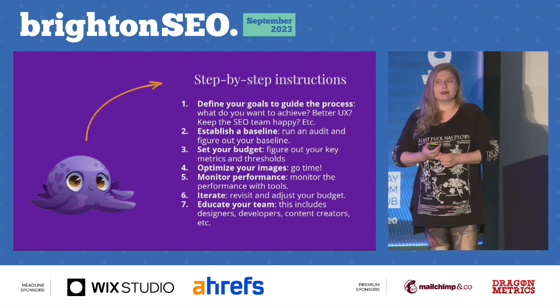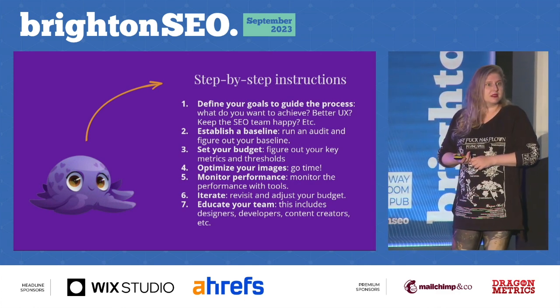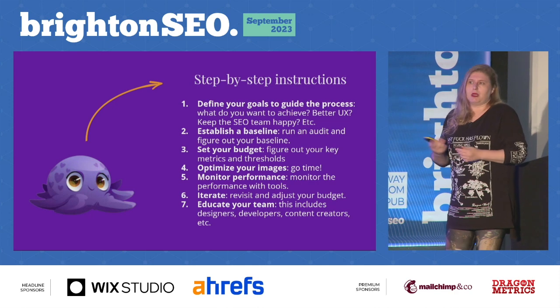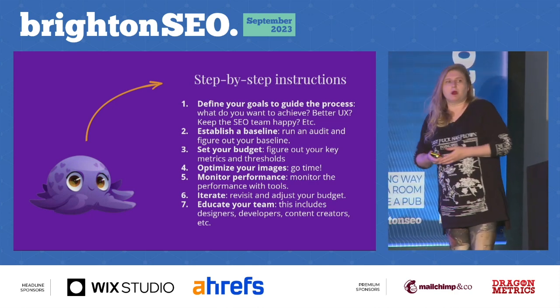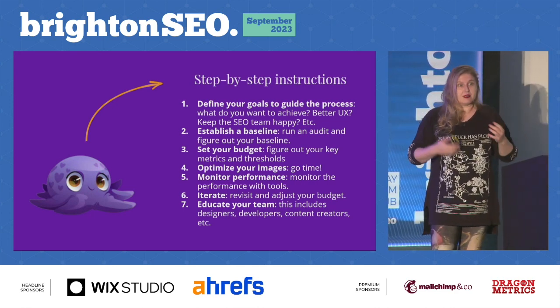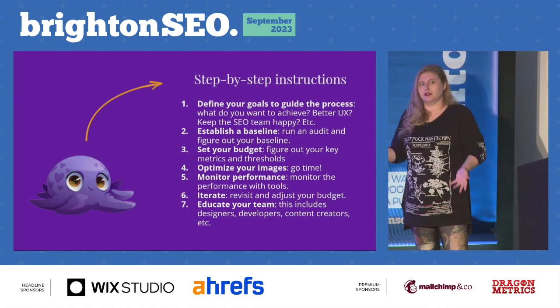Iterate. Revisit and adjust your budget. Yeah, why? Because life happens. Functionalities happen. Maybe your budget was smaller and now the website is getting bigger and you have different needs and you decided to go in a different direction.